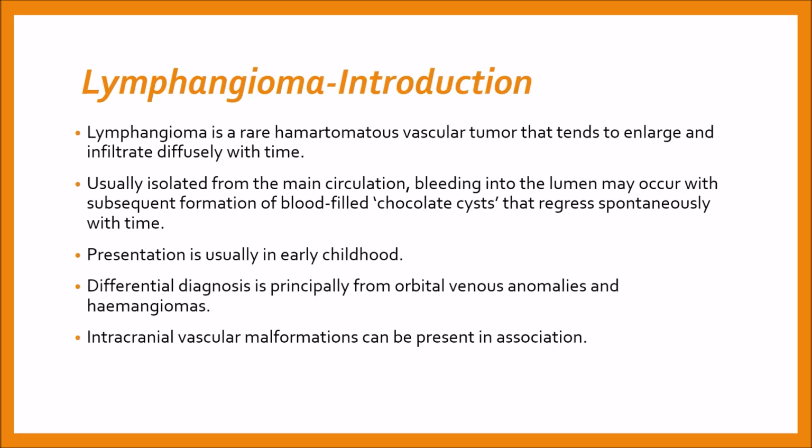Now, lymphangioma is a rare hamartomatous vascular tumor that tends to enlarge and infiltrate diffusely with time. Some authorities believe lymphangiomas to be a variant of venous orbital anomaly, varices across a single spectrum, and the term combined venous lymphatic malformations of the orbit has been suggested. Although usually isolated from the main circulation, bleeding into the lumen may occur with subsequent formation of blood-filled chocolate cysts that regress spontaneously with time.